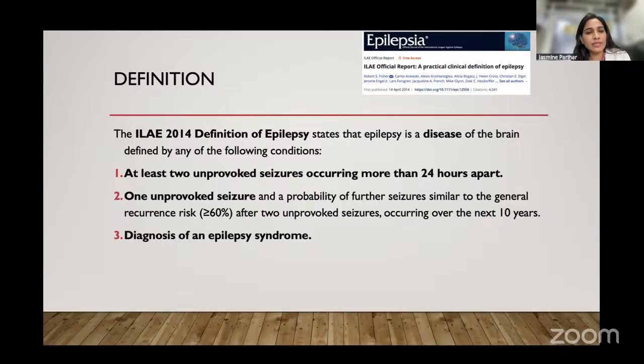So if after one seizure the recurrence rate is likely to be more than 60% based on the other investigations that we do, like EEG or MRI, or on other clinical scenarios, that qualifies. Third, if we have diagnosed the patient with an epilepsy syndrome. If any of these criteria is satisfied, the patient fulfills the definition of epilepsy, which mandates the patient getting anti-seizure medicines for treatment.